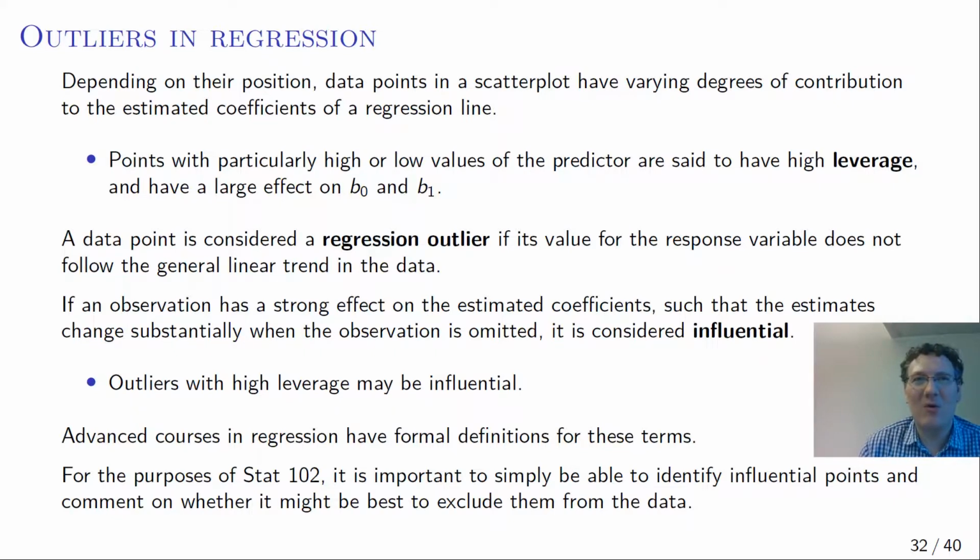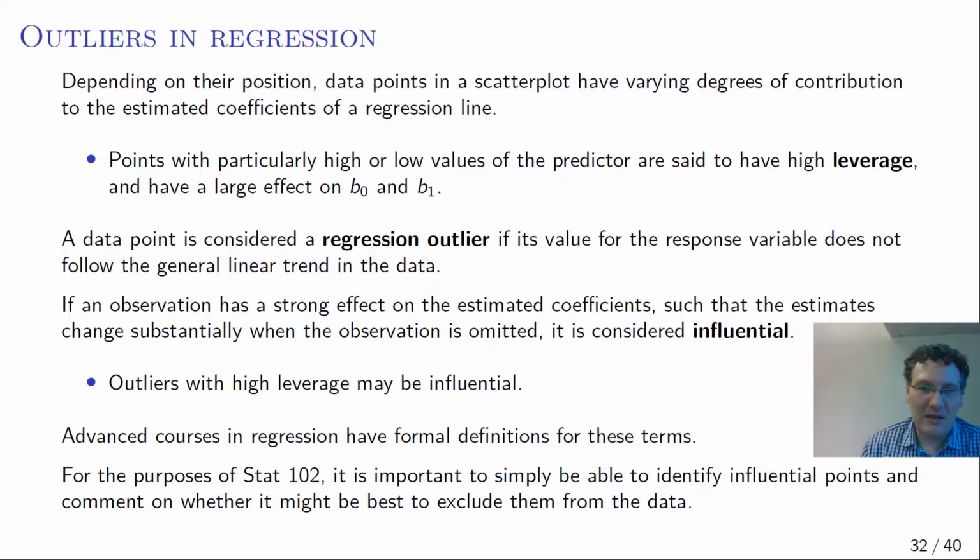Typically, the more of an outlier some data point is, and particularly when the x value is really high or really low, it's said to have very high leverage and a big effect on B0 and B1. So the further this data point is from the average y and from the average x, that's going to have a big effect on its leverage.